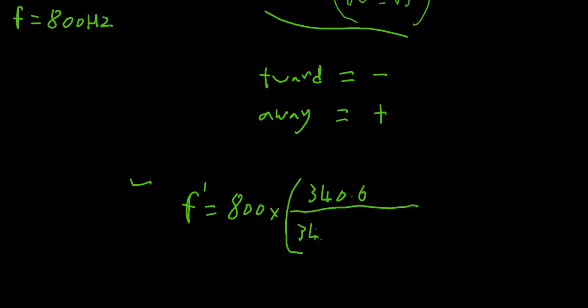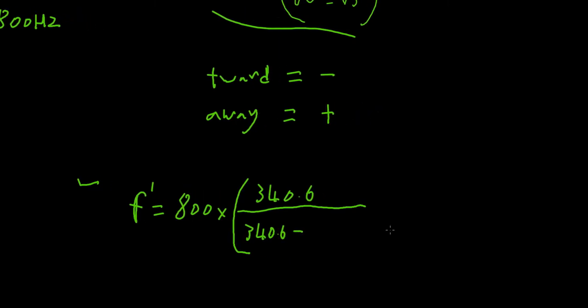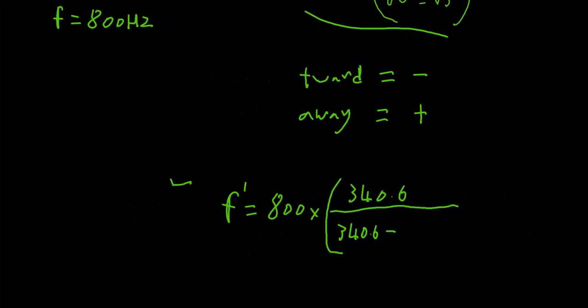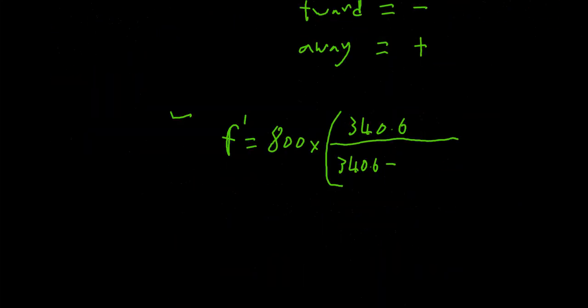Divided by 340.6 minus, because we're moving towards the waves, minus the velocity of the source, which is a bit of a trick question, but in this case it is the car, which is at 15 meters per second. So minus 15. And when we equate that, we get 836.8 hertz.